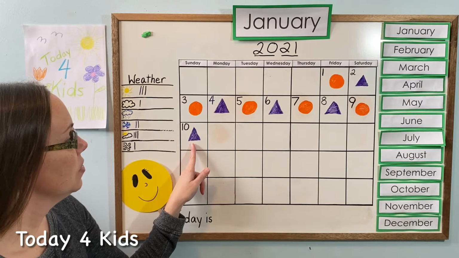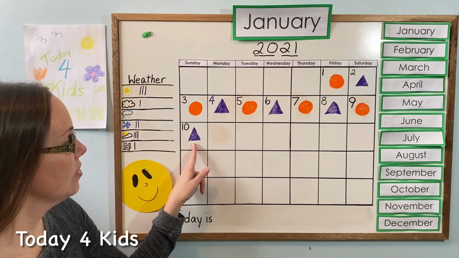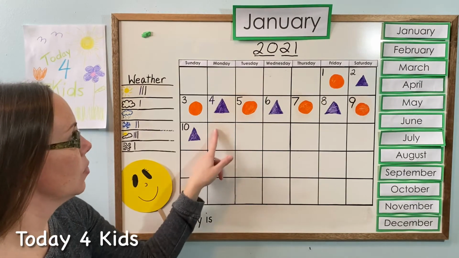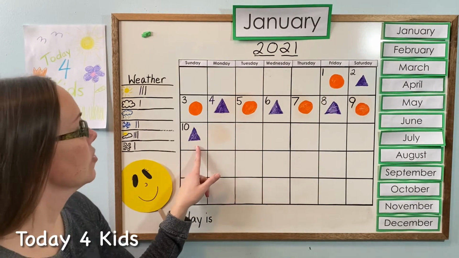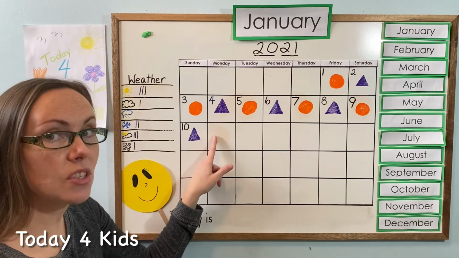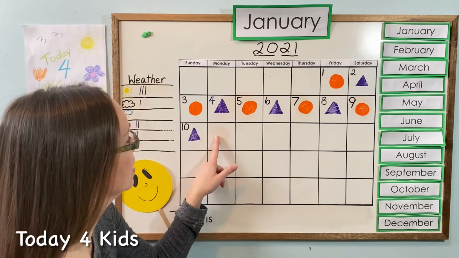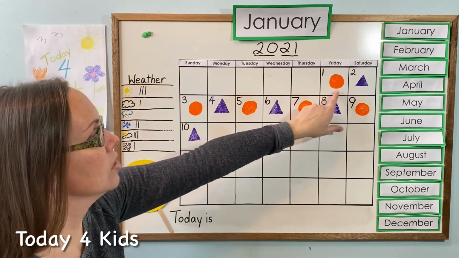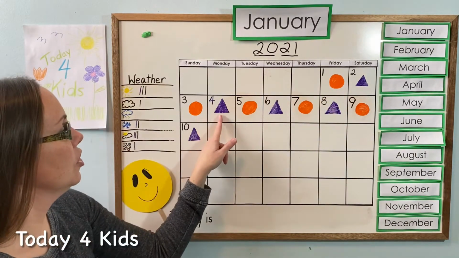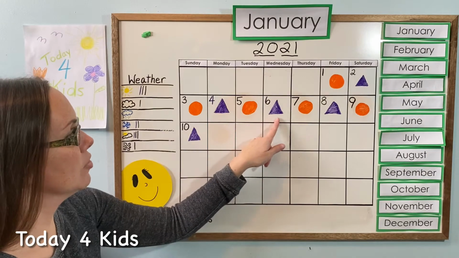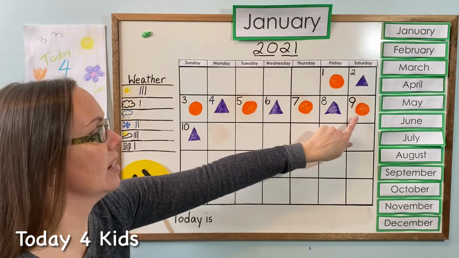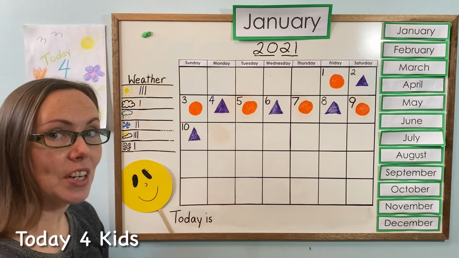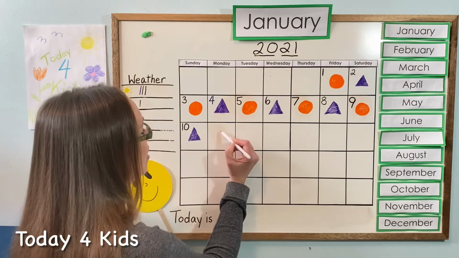So let's do our pattern so that we can find out what shape comes today, because this is our square for today. So let's go back to the beginning. Can you guess what pattern goes in this square here? Let's go up here and see if you're right. We got an orange circle, purple triangle, orange circle, purple triangle, and so on, ending with an orange circle. Were you right? We'll get out our orange marker.